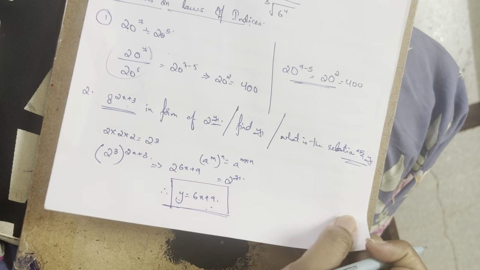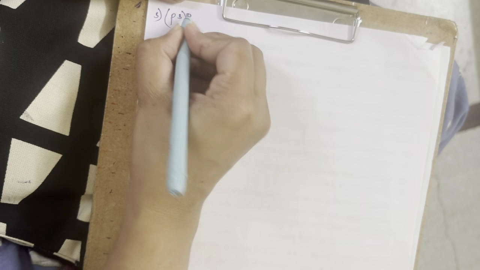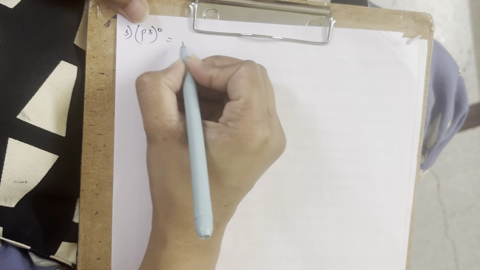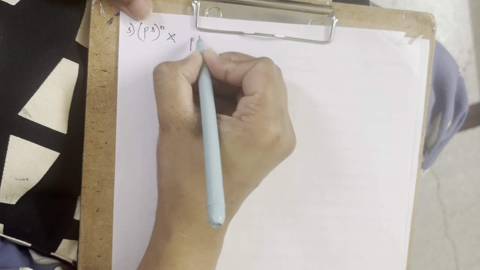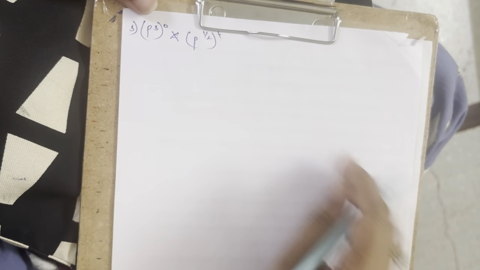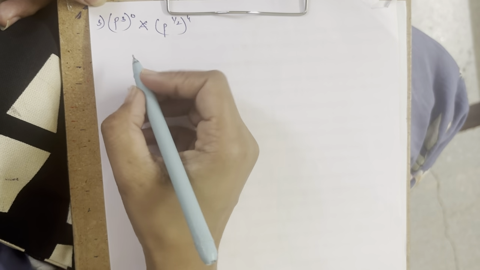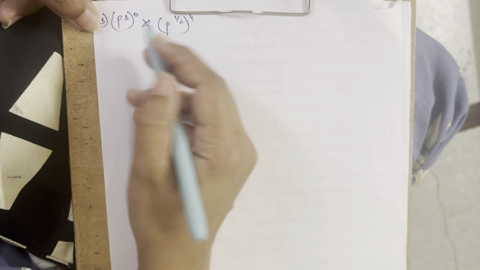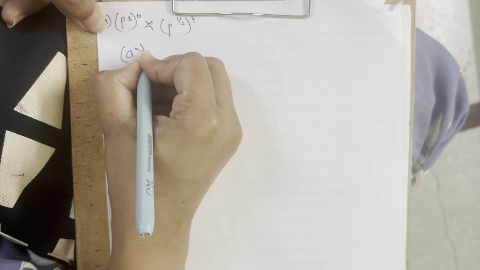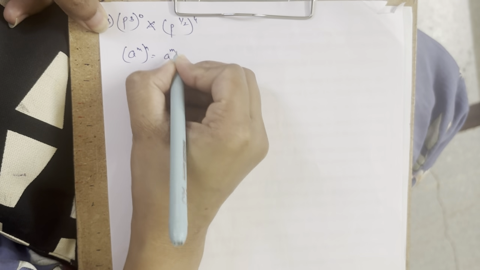Okay, now moving ahead with the next question that we can take here. The next question is p cube whole to the power 0 multiplied by p to the power 1 by 2 whole to the power 4. This is the question given to us here. So how do I simplify it? Now these are in the form of a to the power m whole to the power n, that is equal to a to the power m times n.